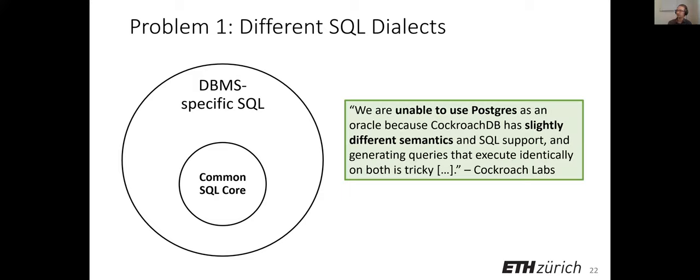And this is also confirmed by companies. So for example, Cockroach Labs published a blog post on how they automatically test their database management system. And they said that they are unable to use Postgres as an oracle. So Postgres is the database management system whose SQL dialect is closest to CockroachDB. Basically because they both have different semantics, and generating queries that execute identically on both is not that trivial.